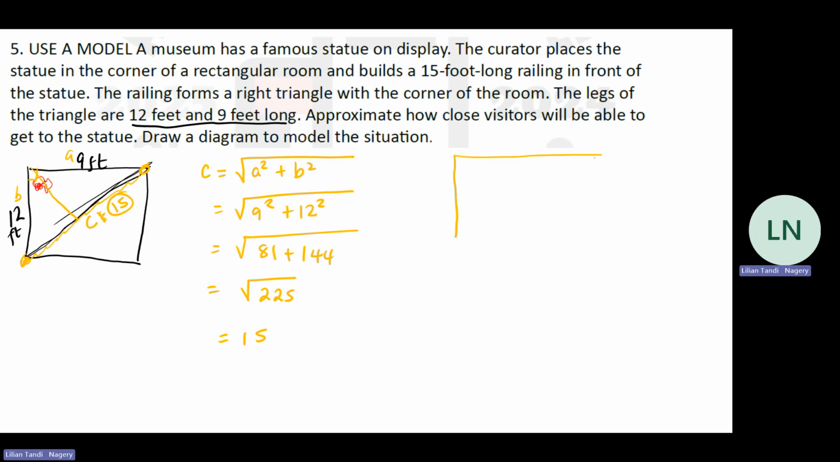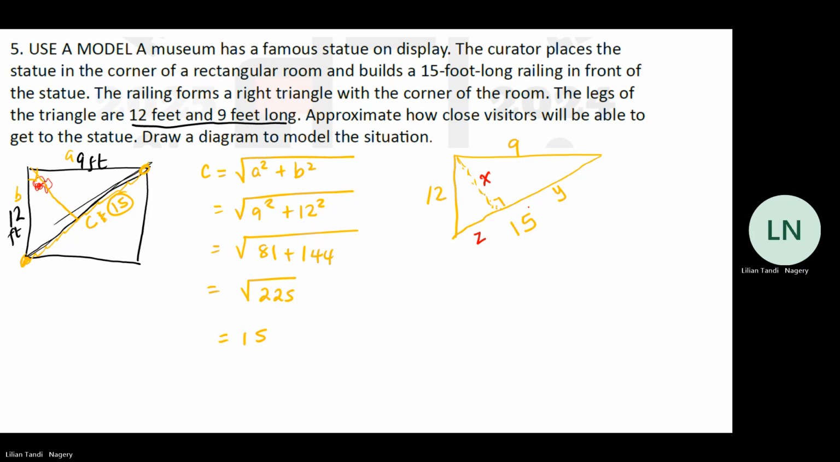We put this, we put that, and then we draw this line here. We draw this line and we put 90 degrees. So we know this is 12, we know this is 9, and we know this is 15. And we want to find this. So I can put here X and I can put here Y. Okay? And let's put here X, let's put here Z.